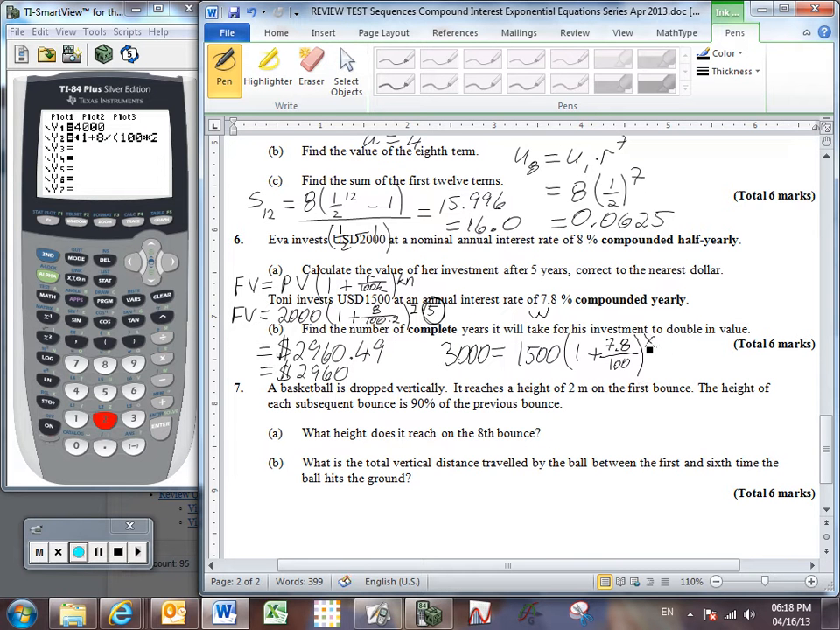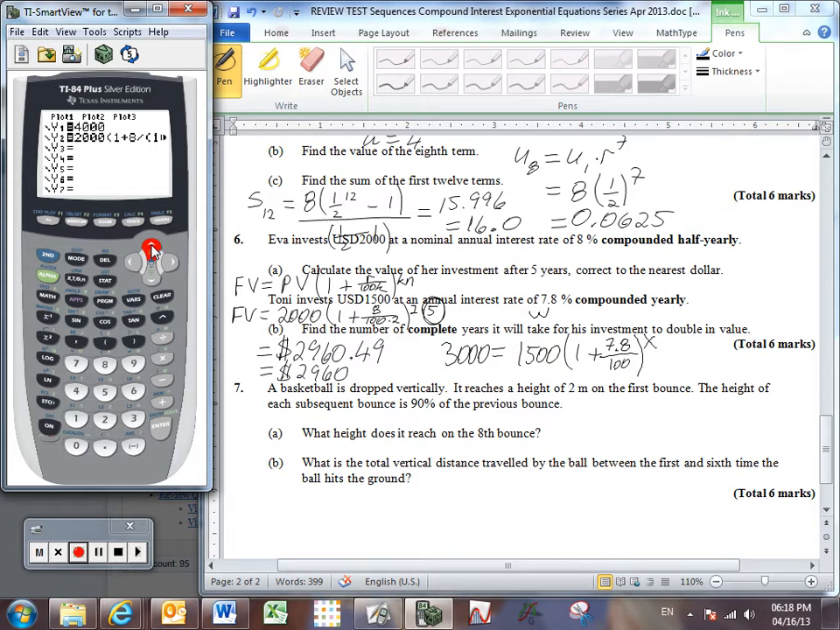Alright, and we want to know how many years this will take. So I'm just going to need to make some adjustments then. So my first function is actually only 3,000. And my second function is 1,500, and it's 1 plus 7.8 over 100, and that's being raised to the power of x.